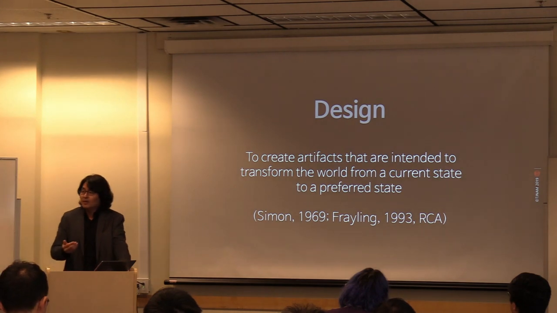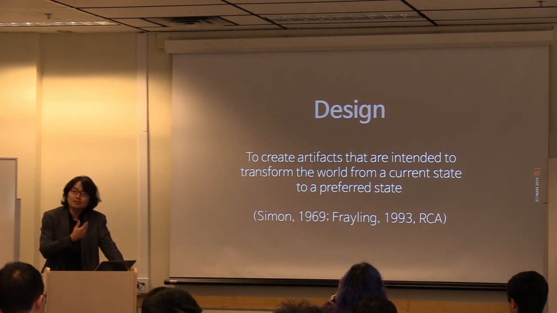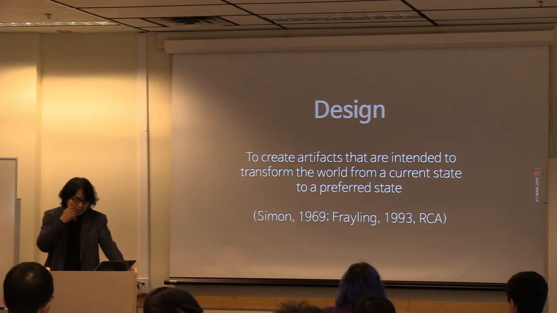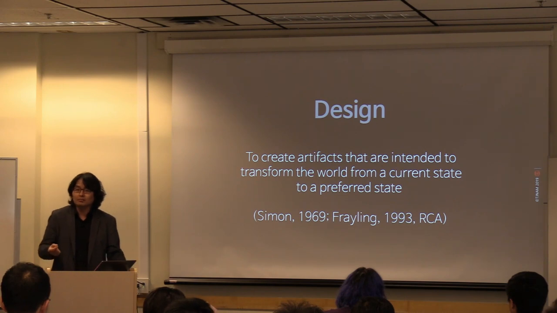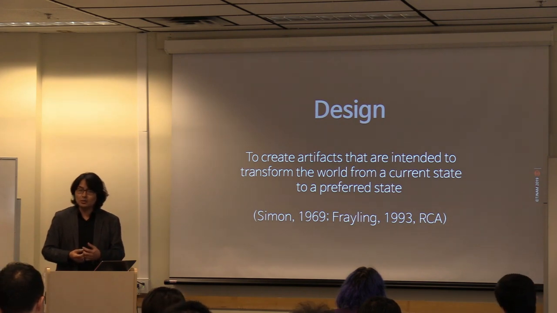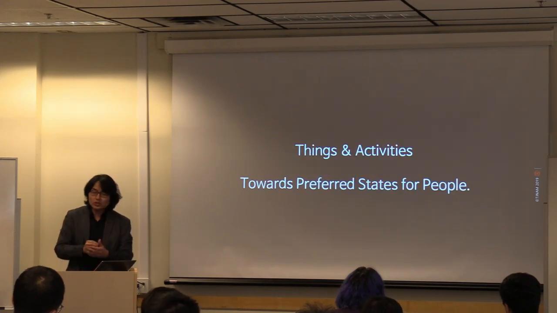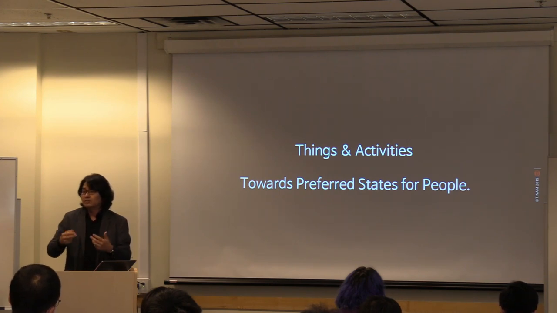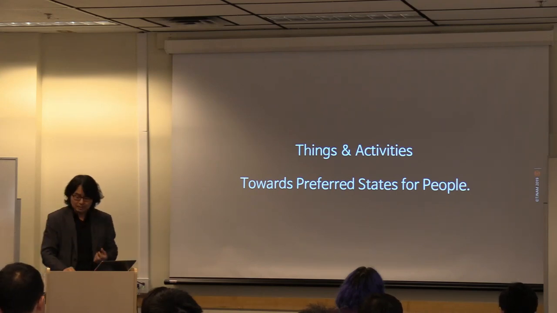But in fact, the definition of design that I use is one proposed by Herbert Simon and Flaring is RCA, which is much more to do with making the world, transforming the world from the current state to the preferred state. So in my research, I use this definition of design, which is really about the preferred state for people. That's why I think a designer should have a really deep understanding of the preferred state for people. And also designers deliver their design through things and activities.